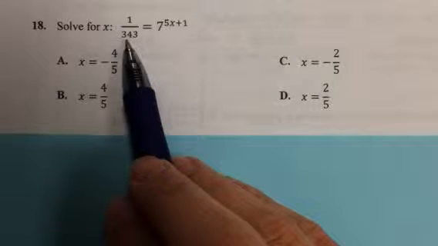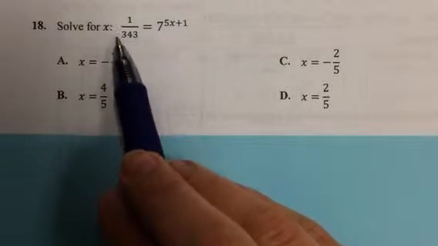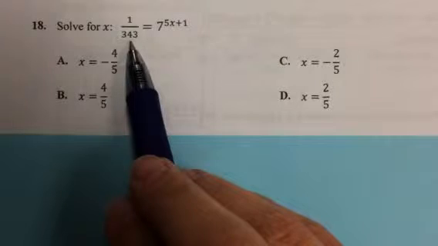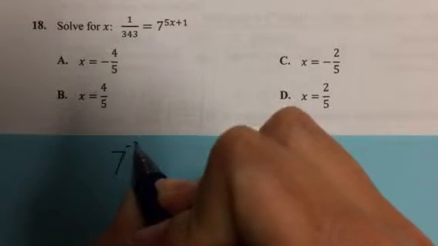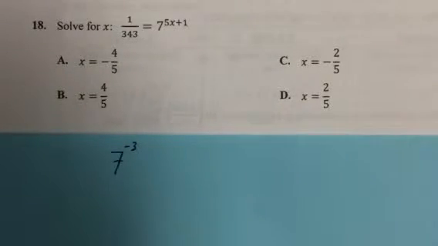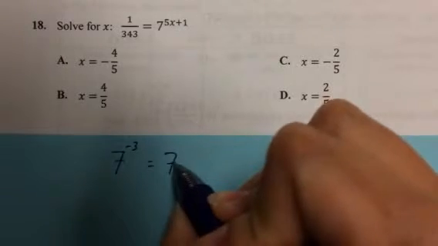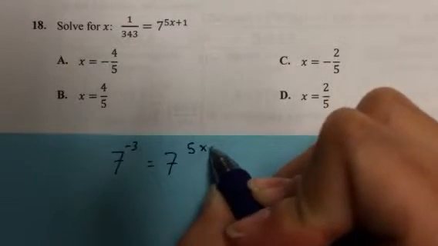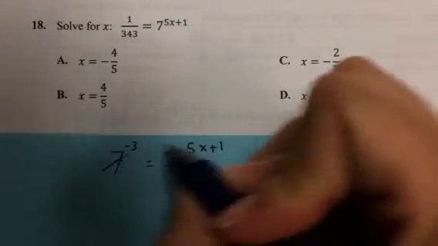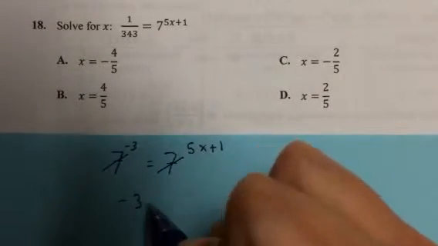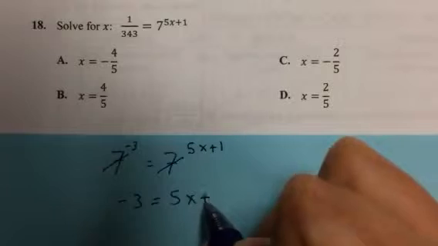It's actually 7 to the third. Since it's 1 over 343, it's a little bit tougher, but to get it to flip, all we need to do is make that exponent a negative. So 1 over 343 is 7 to the negative third power. If you're able to recognize that, this problem gets really easy because now we have the same base and they can just go away. So now we have negative 3 equals 5x plus 1.